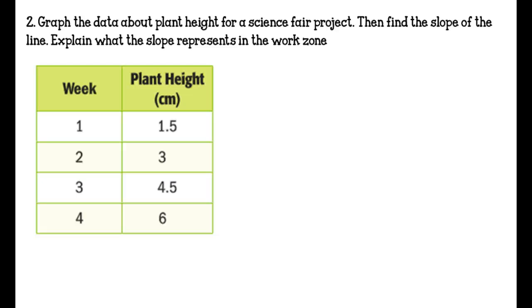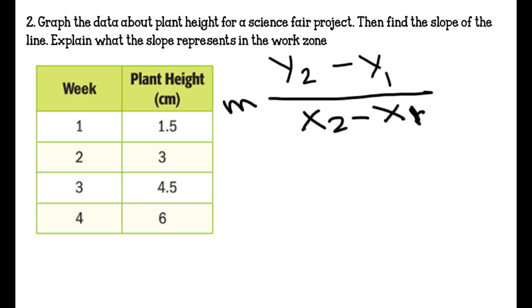Number 2, it says to graph the data, but I am changing the rules, so we are not going to be graphing the data. We are just going to find the slope of this line, explain what the slope represents in the work zone. So we are going to find the slope by doing it with my little song. So if you remember, it's put your Y2 in, take your Y1 out, put your X2 in, take your X1 out, divide them in the middle, putting them at the start. That's what slope's all about.